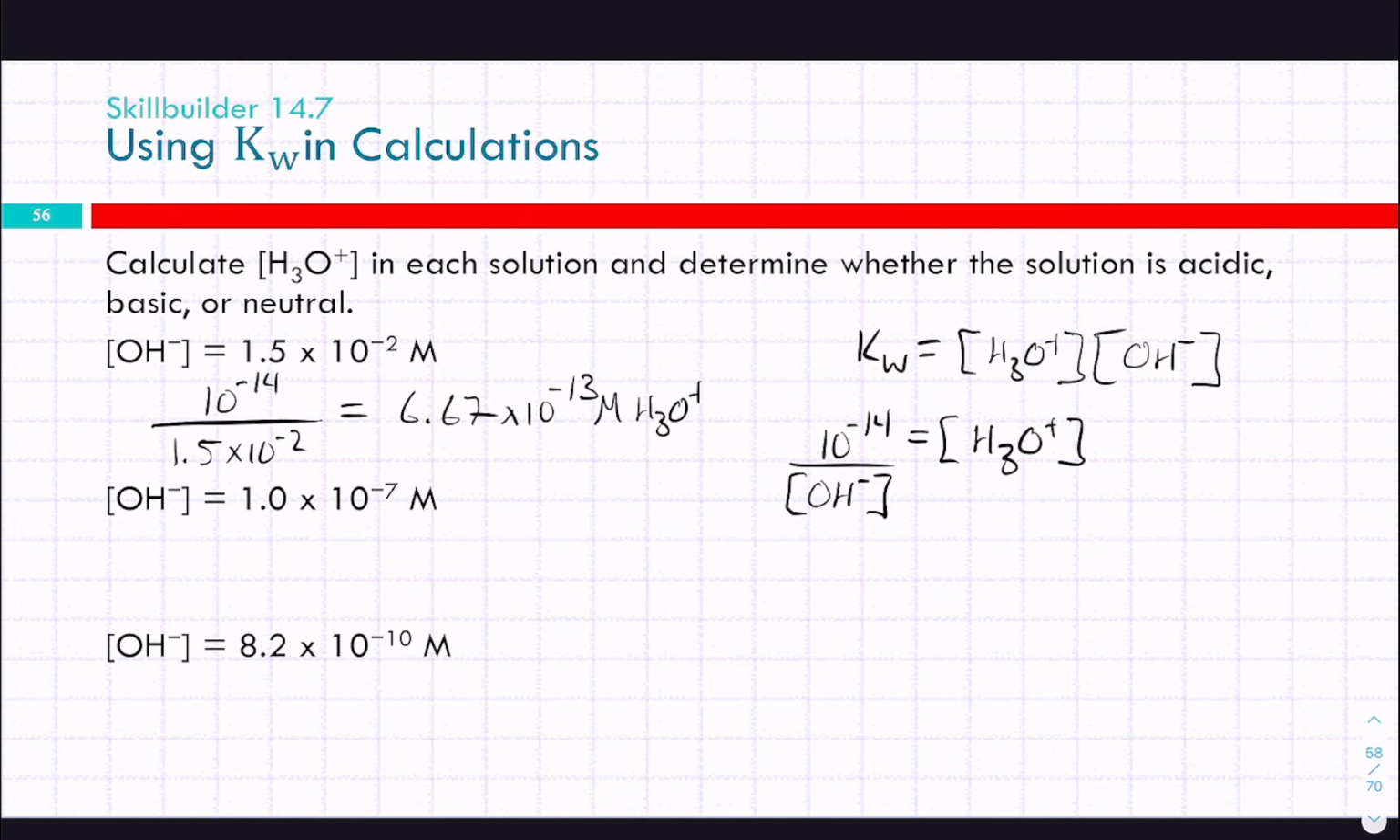If it's raised to a bigger negative exponent, then it's smaller. So here, the 1.5 times 10 to the minus 2 is a bigger number. So if we have more hydroxide than we have acid, or H plus, is that acidic or basic? H plus is acid, OH minus is base. So if we have more base than acid, it's a basic solution. And we can go back to this other chart too. So this would be basic.